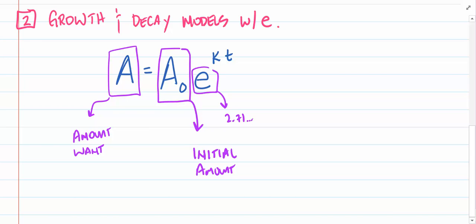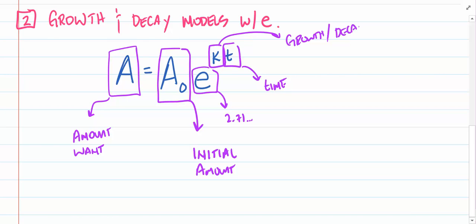And then we have K and we have T. We'll start with T. T, of course, is time. And it depends on the unit that you're working with. Could be hours, could be days, could be years, whatever unit you're working with. And K is your growth or your decay constant. Okay, and in many of the problems that you're going to be asked to do, you're going to have to figure out what K is first, and then substitute back in to get your growth model or your decay model out of it.